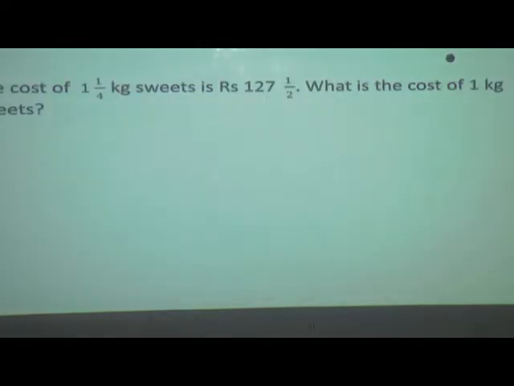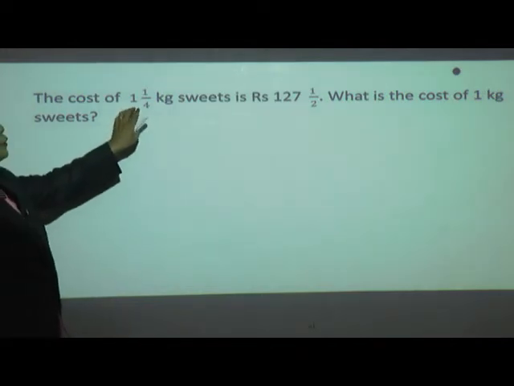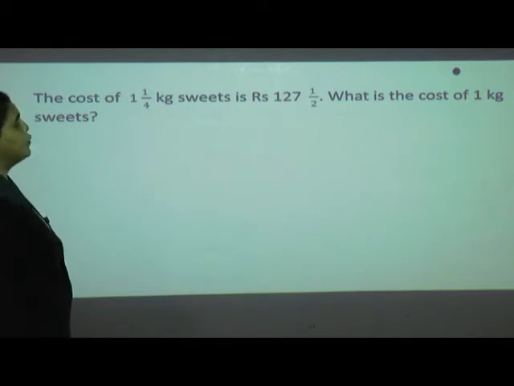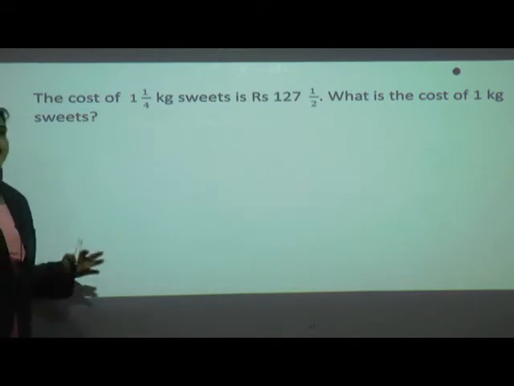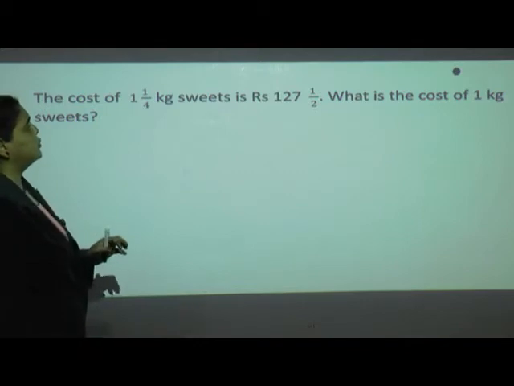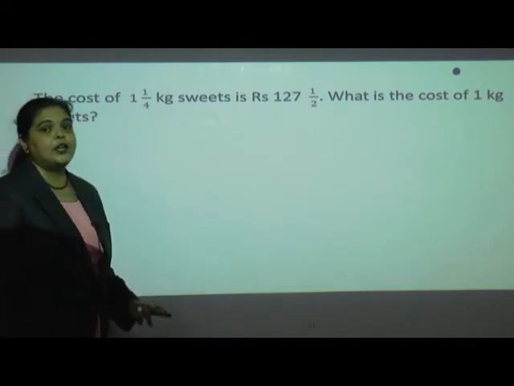Next one is: the cost of 1/4 kg sweet is rupees 127. Now I am having something more than that. The cost of 1/4 kg of sweet is rupees 127.5. What is the cost of 1 kg sweet? Here it is totally vice versa of what we did in the previous question. If I give a simple example, I bought 2 kg of sweet which costs 100 rupees.